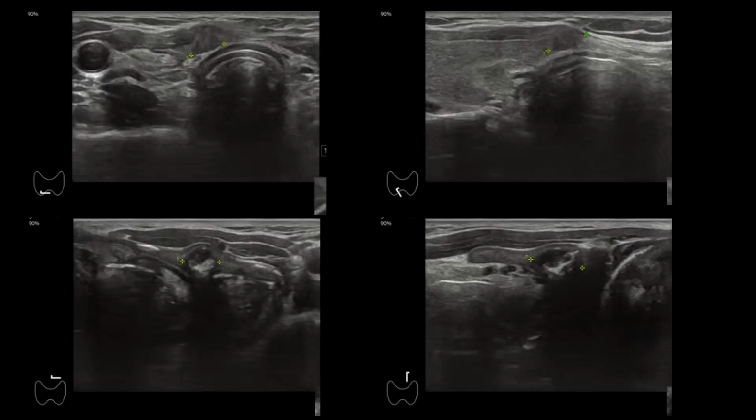On the ultrasound images from the outside clinic, the lesion diagnosed as papillary carcinoma is shown. The images below were interpreted by the outside clinic as a lesion in the pyramidal lobe. The left image is a transverse view, and the right image is a longitudinal view.